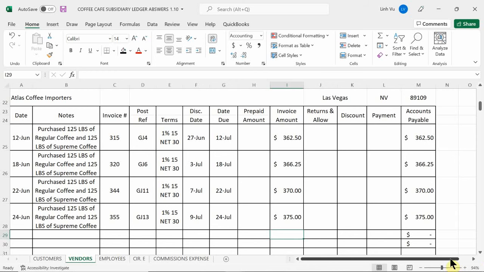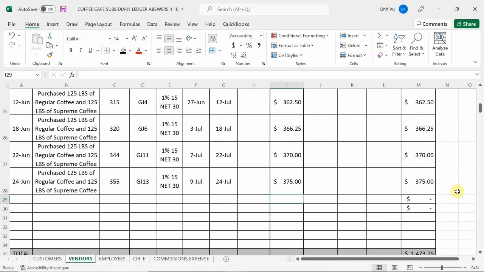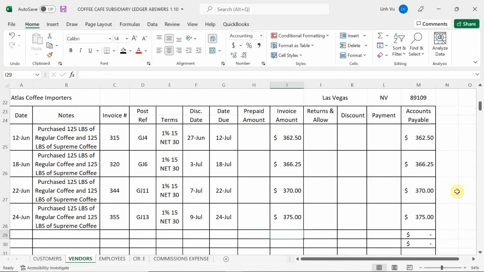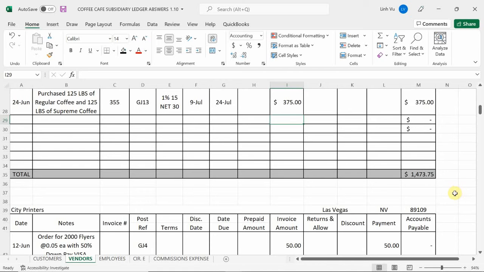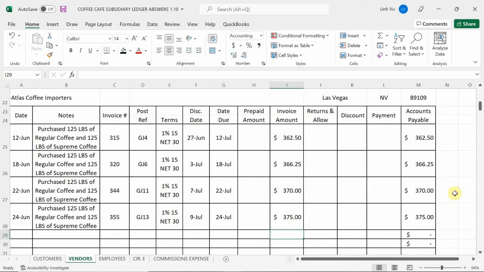Therefore, right now, with all the bills that you have received, so you purchased four times, you owe a total of $1,473.75. You still have the opportunity to take advantage of the discount. We got two of them that you could take discounts for. All right. So what's next?